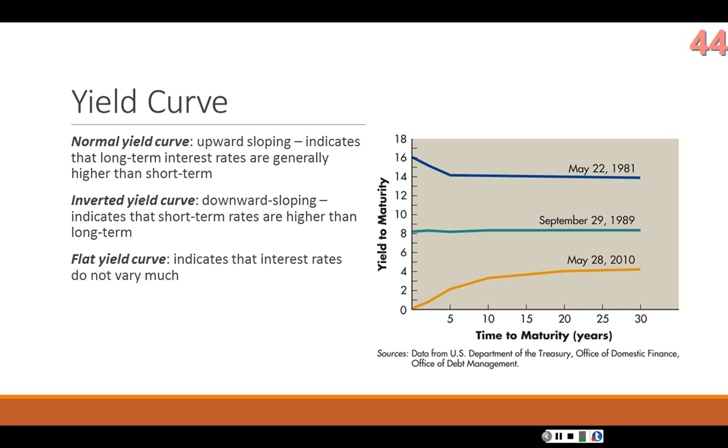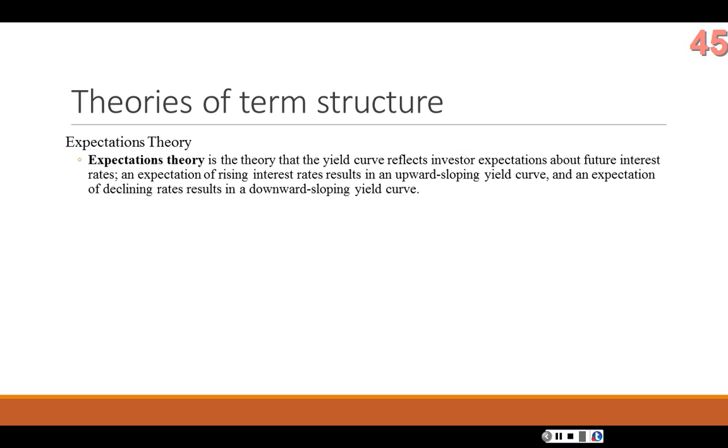A flat yield curve means that interest rates don't vary very much. And a normal yield curve is upward sloping. This indicates that long-term interest rates are higher than short-term interest rates. And there are many different theories that explain this. The first is the expectations theory.